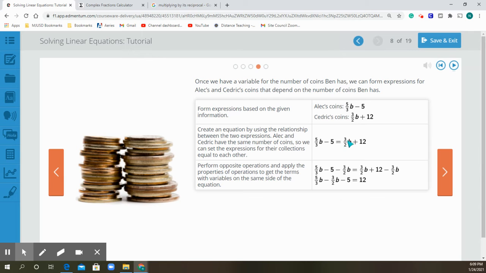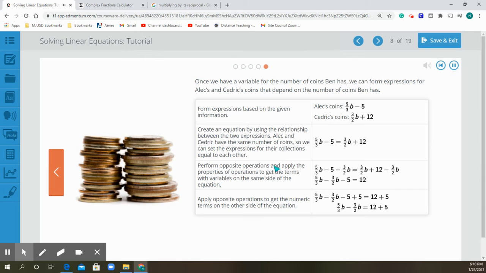So for example, here is the 3/2 B. This is the 3/2 B. We now subtract it over on this side, and so it becomes 5/3 B minus 3/2 B minus 5 equals 12. So now we're at the perform opposite operations and apply the properties of operations to get the terms with the variables on the same side of the equation, exactly like we did before.